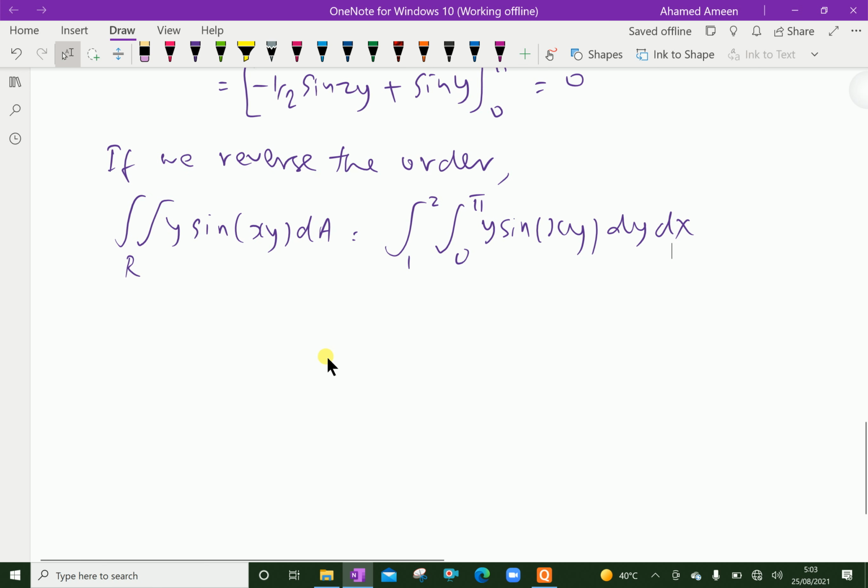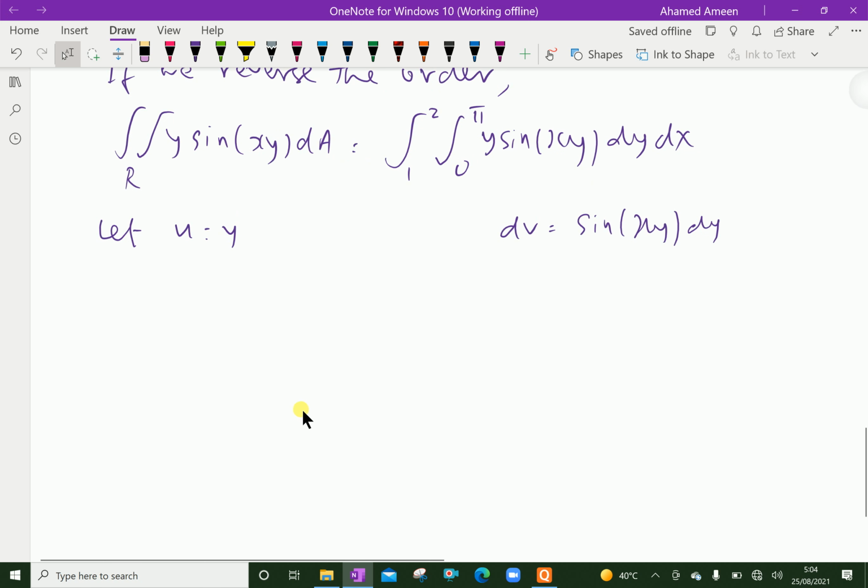To evaluate the inner integral, we use integration by parts. So we have to integrate sine of xy with respect to y. Let u equal y, the first function, and let dv equal sine of xy dy. Now we start with the integral from 0 to pi of y sine xy dy.